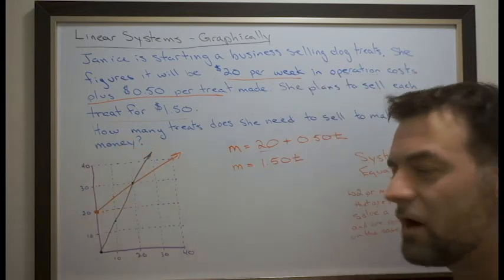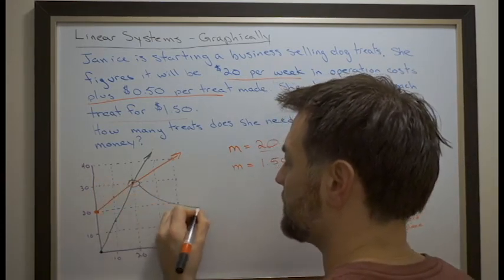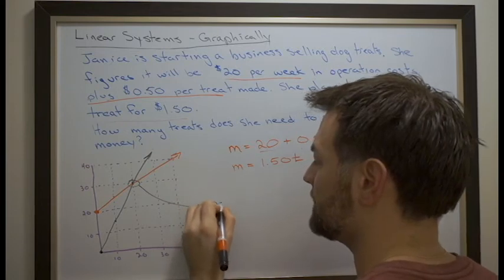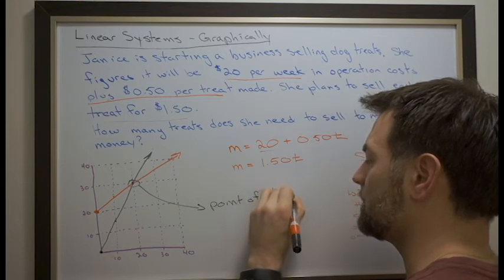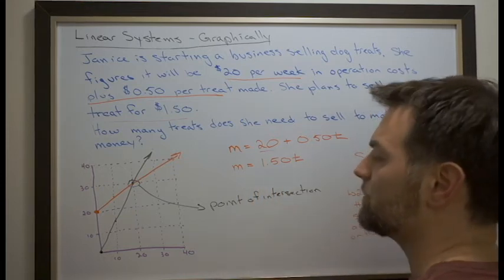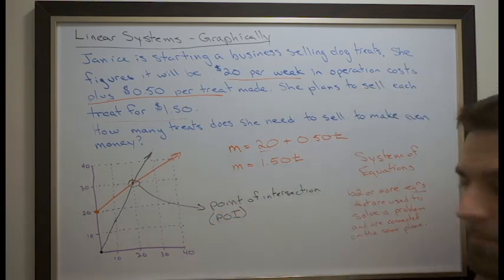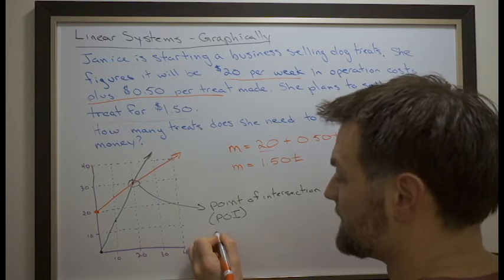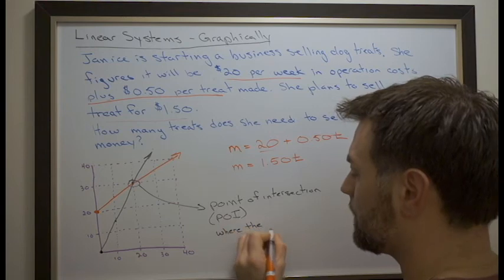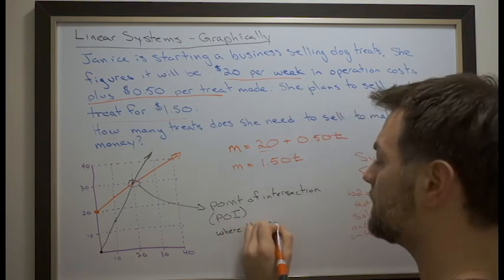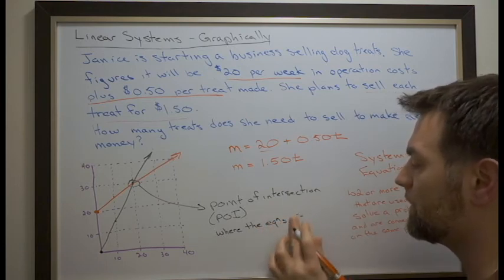And I now have my 2 lines graphed together, and I have my point of intersection. So this point here is called the point of intersection. I'll often use the abbreviation of POI. And what that is is where the equations meet.